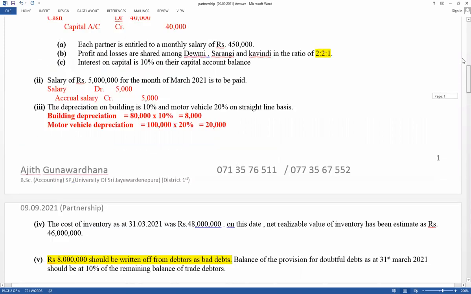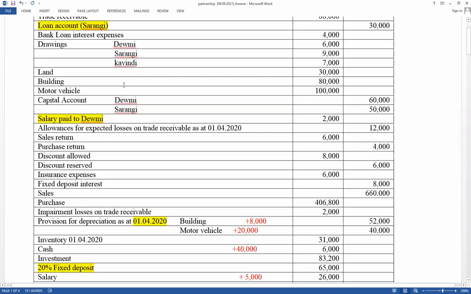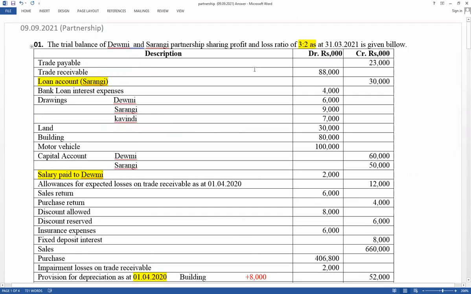Recorded trial balance. Trial balance available trade receivable is equal to debtors 88,000. From that value, deduct 8,000 bad debts. And it should be added to the bad debts.